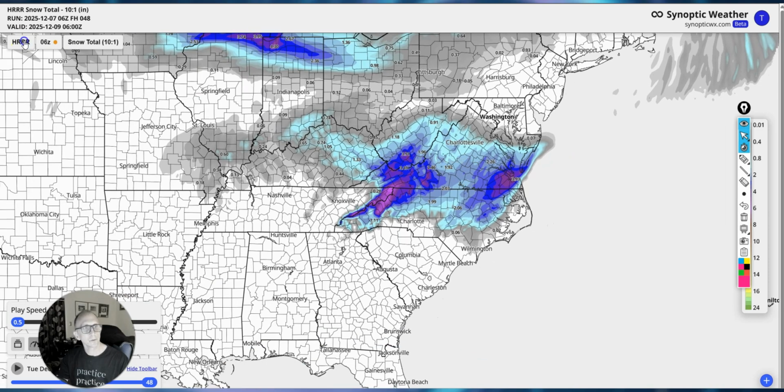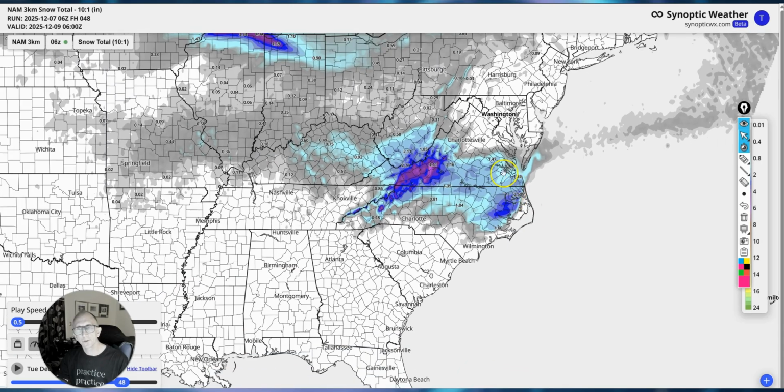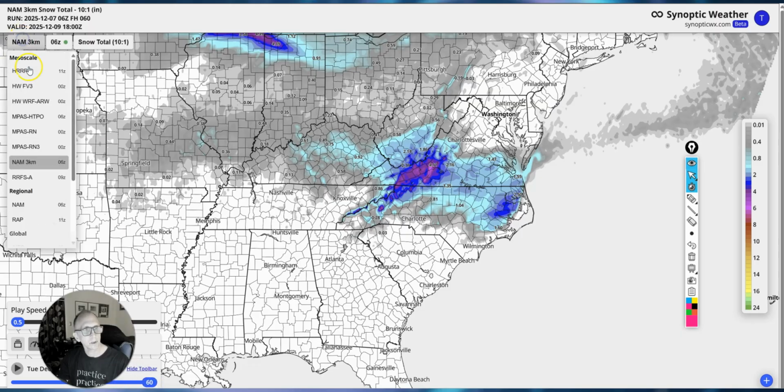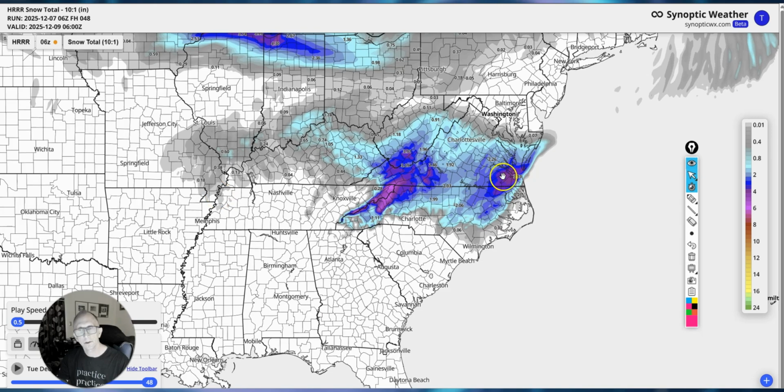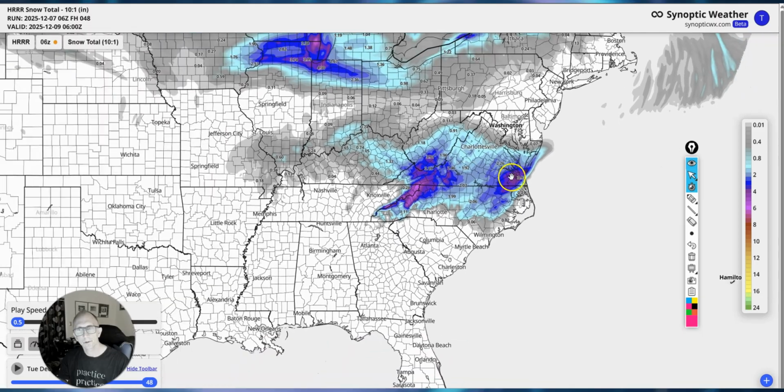So you switch this to the NAM. It's a little further south with this, right? South and east. I would say the HRRR is more reasonable given climatology and cold air, but we'll have more resolution of this in subsequent runs, so we'll just have to see how this plays out, right? So switching back to the HRRR, yeah, potentially 4 inches here, 3-4 inches here along the coast.